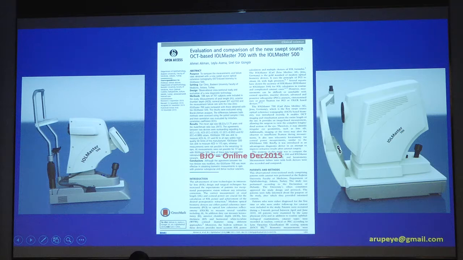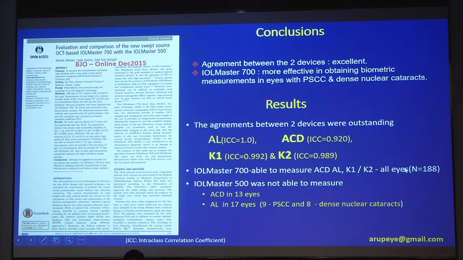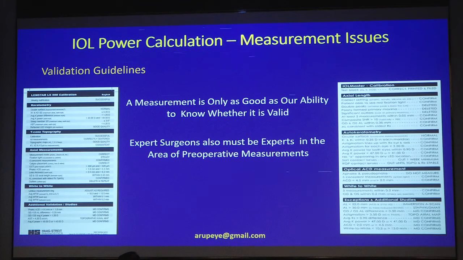A couple of years back, a BJO article compared IOLMaster 500 and 700. I still use IOLMaster 500, and it showed that there is good agreement between the two devices. Of course, the IOLMaster 700 gives you additional features which may be useful if you're doing certain types of cases which are very less in number in the practice of an average cataract surgeon. So if you're using IOLMaster 500, that should be okay, if you cannot afford to go for IOLMaster 700.